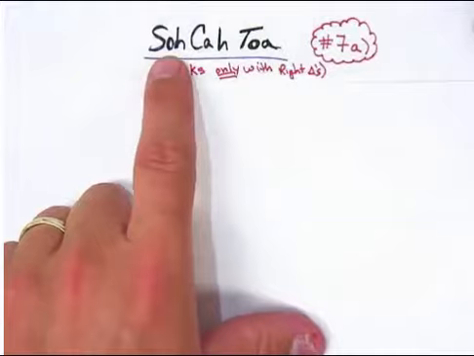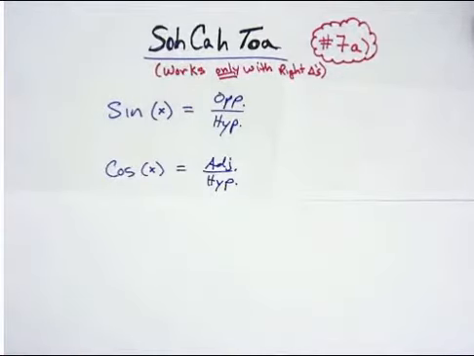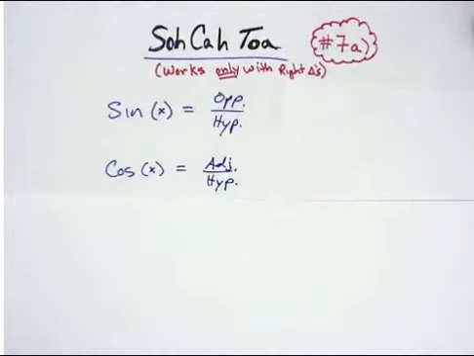The next thing is, what do these three things break up into? We have SO, which is going to refer to sine. Sine is the opposite leg over the hypotenuse. The CA part references the cosine, which is the adjacent leg over the hypotenuse. And then the third part is the tangent, or the TOA part, which is the opposite leg over the adjacent leg.